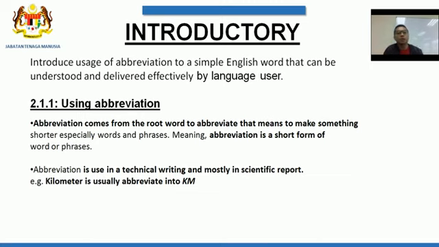Okay, 2.1.1, using abbreviation, menggunakan kata singkatan. Abbreviation comes from the root word to abbreviate. That means to make something shorter, untuk membuatkan sesuatu perkataan itu lebih pendek, especially words and phrases, maksud perkataan ataupun frasa. Meaning, abbreviation is a short form of words or phrases, as in the examples I have given all of you earlier. Abbreviation is used in technical writing and mostly in scientific reports. For instance, as you can see here, kilometer is usually abbreviated into km. Okay, let's move on to our next slide.